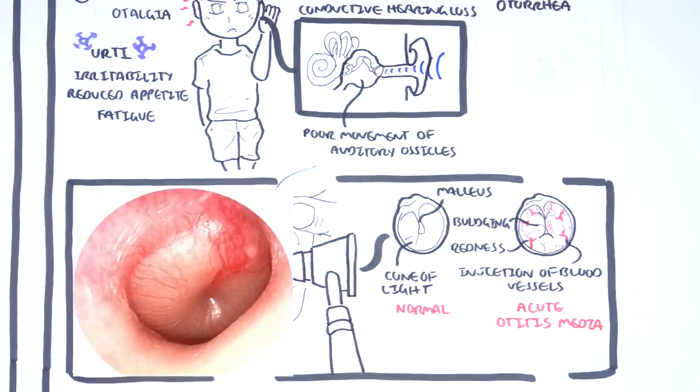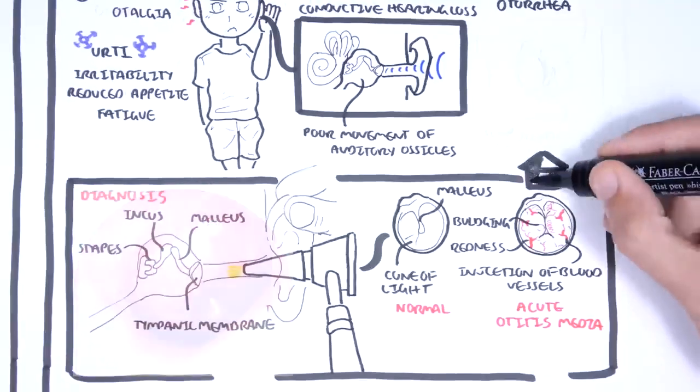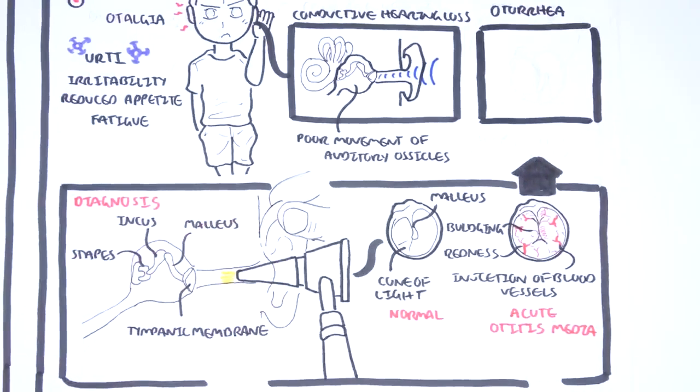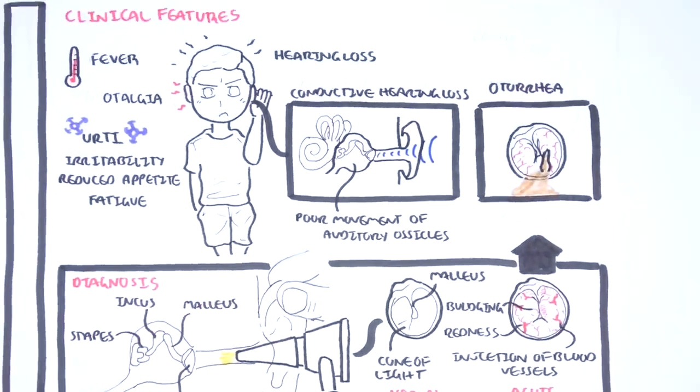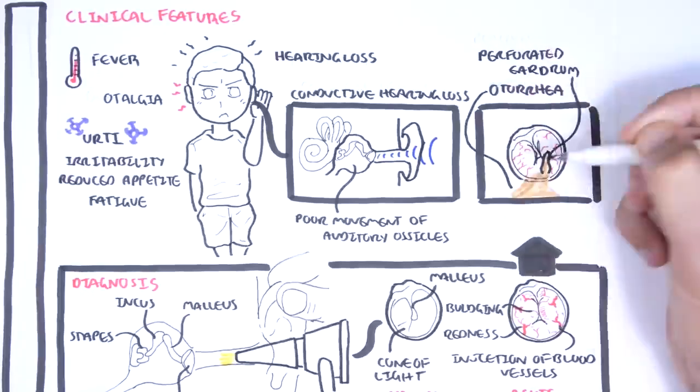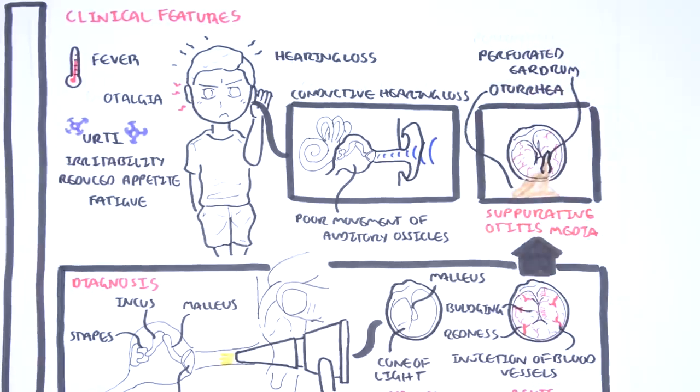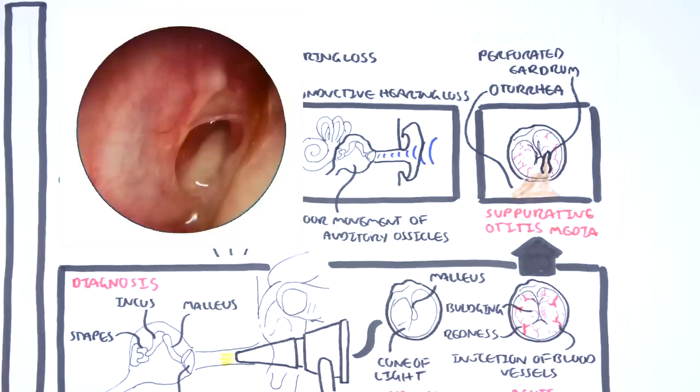Here is an image of an otoscope visualization of someone who has acute otitis media. Note the bulging eardrum and the blood vessels. If there is perforation of the eardrum with discharge, this is termed suppurative otitis media. Here is an image through an otoscope of someone with suppurative acute otitis media. Note the discharge that is coming out.